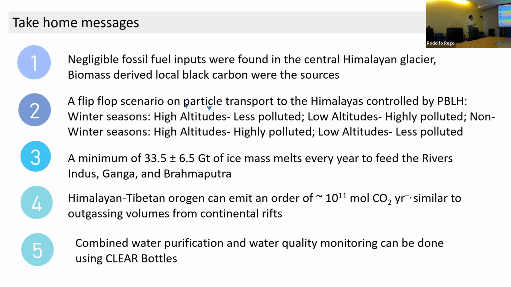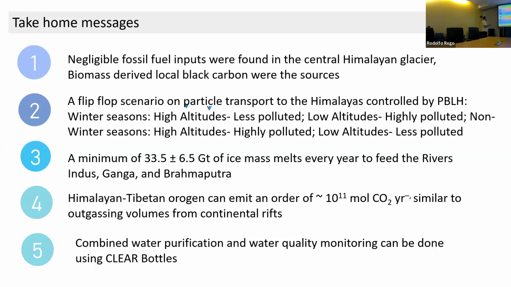My brief take-home messages are, of course, negligible fossil fuel inputs were found in the glacier that we studied. I'm not saying they are not there in others, but in the one we studied, there was no fossil fuel. We talk about a flip-flop scenario where in winter the high altitudes are less polluted because the planetary boundary layer caps the pollutants, so our plain areas are much more contaminated. And in the summer season, the pollutants easily go up. So that's how they are being transported.